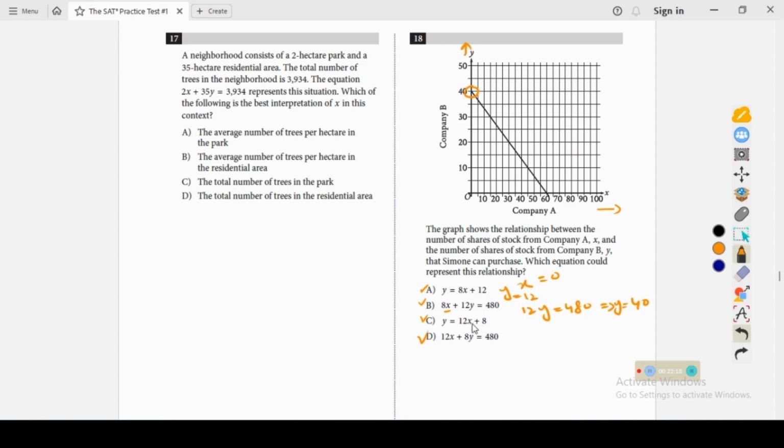By putting the value of x in the third equation, y equals 8, and the fourth equation gives us the value y equals 60. So, by the second equation, we can get the value y equals 40. So, our second equation is correct. So, the correct option is B.